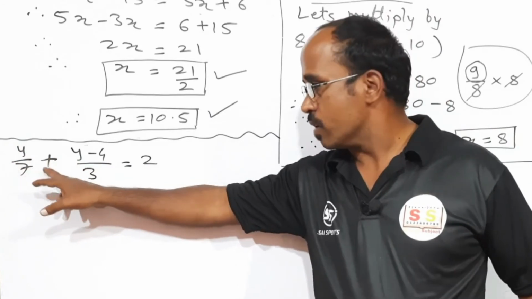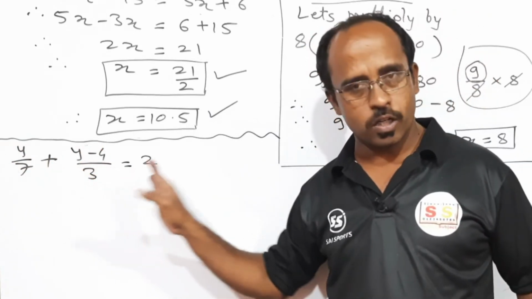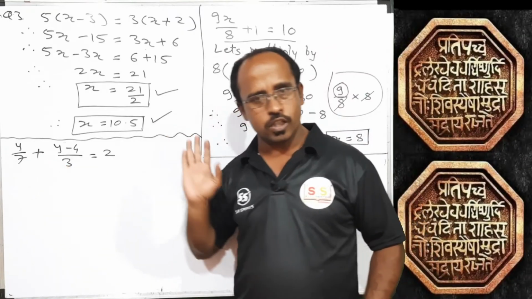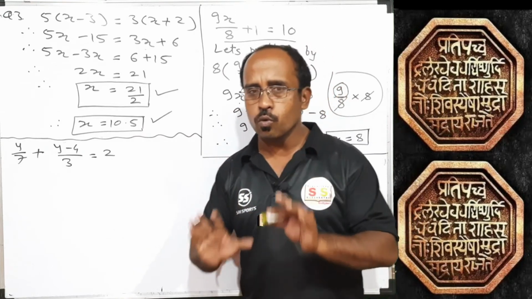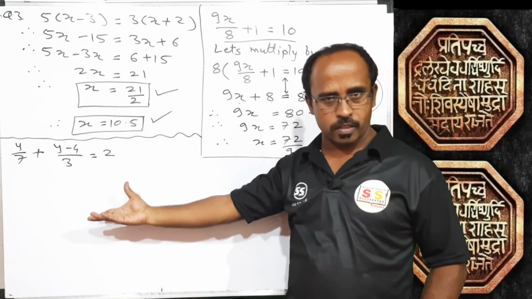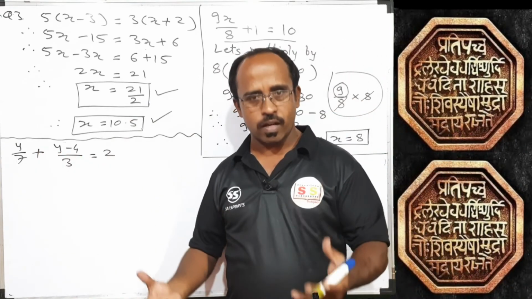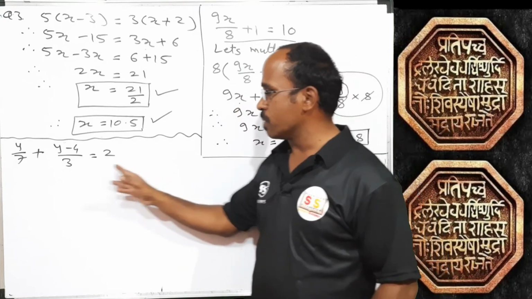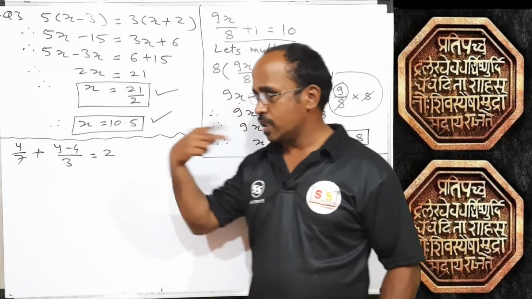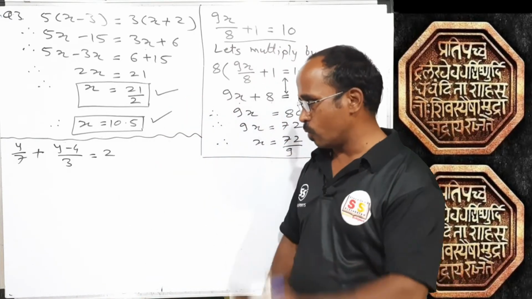Question is y upon 7 plus y minus 4 upon 3 is equal to 2. There are two denominators. What do we have to do? We have to eliminate these denominators. What is the rule while eliminating the denominator? We have to multiply by the denominator. As there are two denominators, we will multiply twice. Means first we will multiply this equation by 7, so 7 will eliminate. Then we will multiply by 3, so 3 will eliminate. Let us see how.